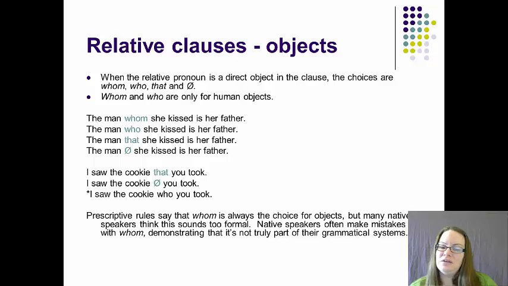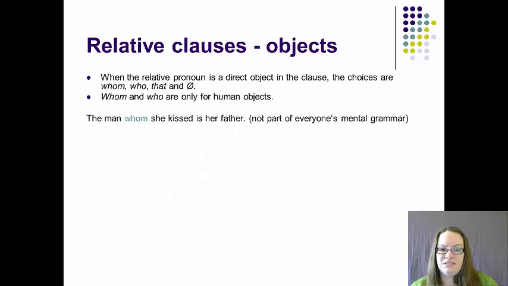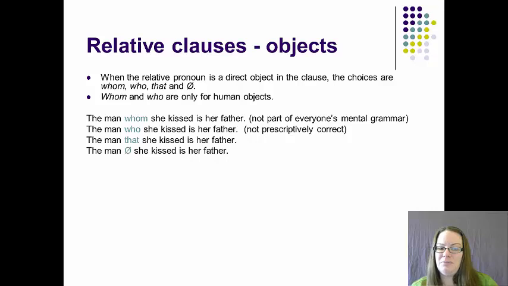But many native speakers think this sounds really formal. Native speakers often make mistakes and use who or whom in the incorrect places, demonstrating that that's not part of their mental grammar system. Okay, so if we see these same sentences again, I just want to remind you that the man whom she kissed is her father. It's often not part of people's mental grammar, but is prescriptively correct. And the man who she kissed is her father, which may be more acceptable to your mental grammar, is not actually prescriptively correct.